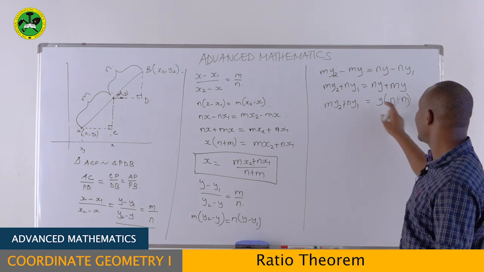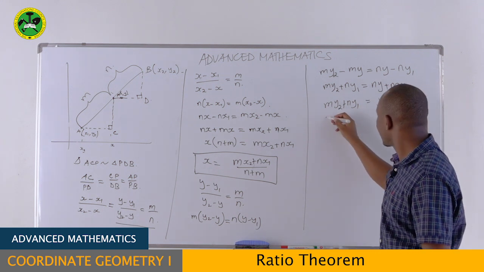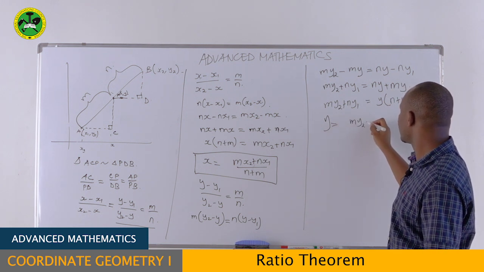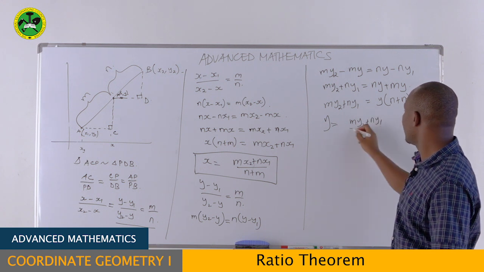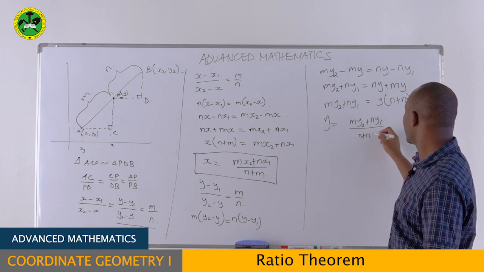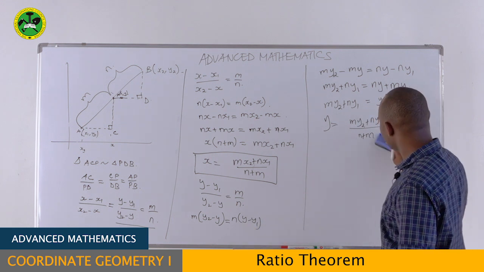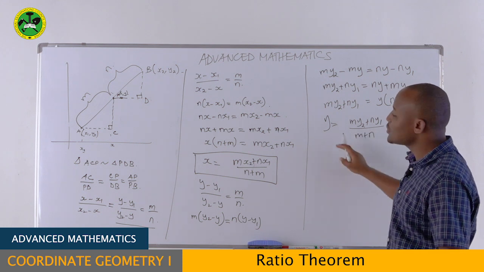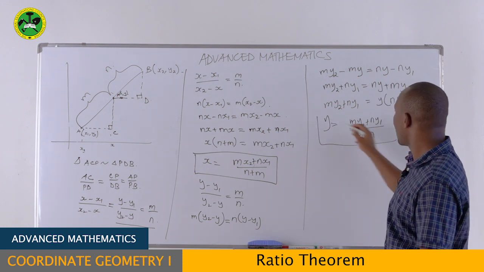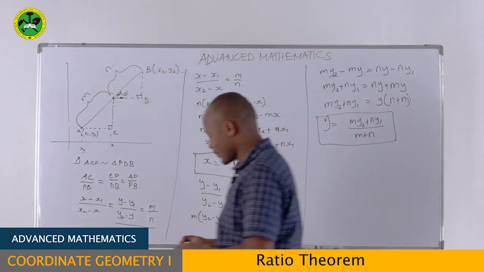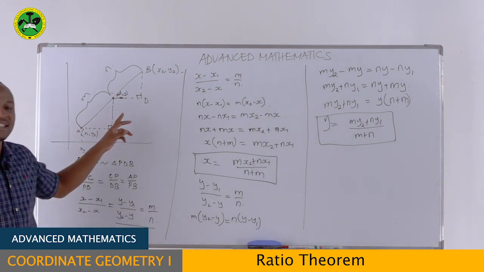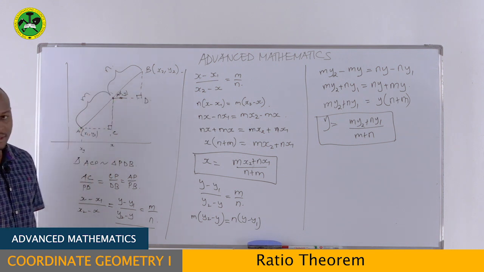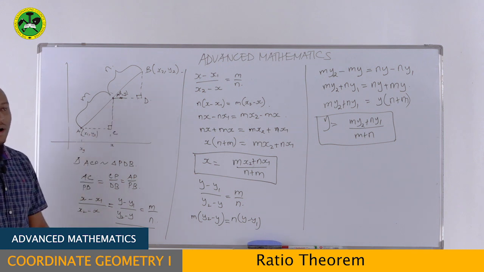What will happen? Let's divide. Okay, so we have y equals to what? y = (m y2 + n y1) over (m + n). So this will be the coordinate of y when that line is divided internally in the ratio m:n. That will be our point.